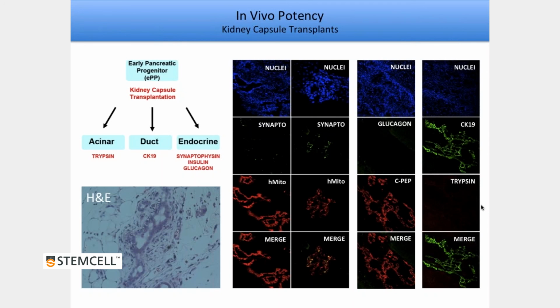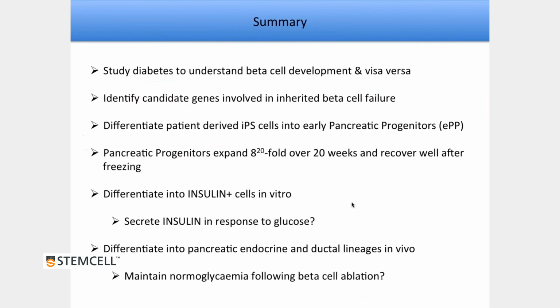So in conclusion, what I've shown you here is that these cells, the EPP cells that we culture, are capable of forming both the duct and endocrine lineages. And again, in the coming weeks, I'm going to be looking at whether the insulin positive or C-peptide positive cells that form in the mouse are truly functional. So can they maintain normal blood glucose levels when we ablate the mouse beta cells with streptozotocin.